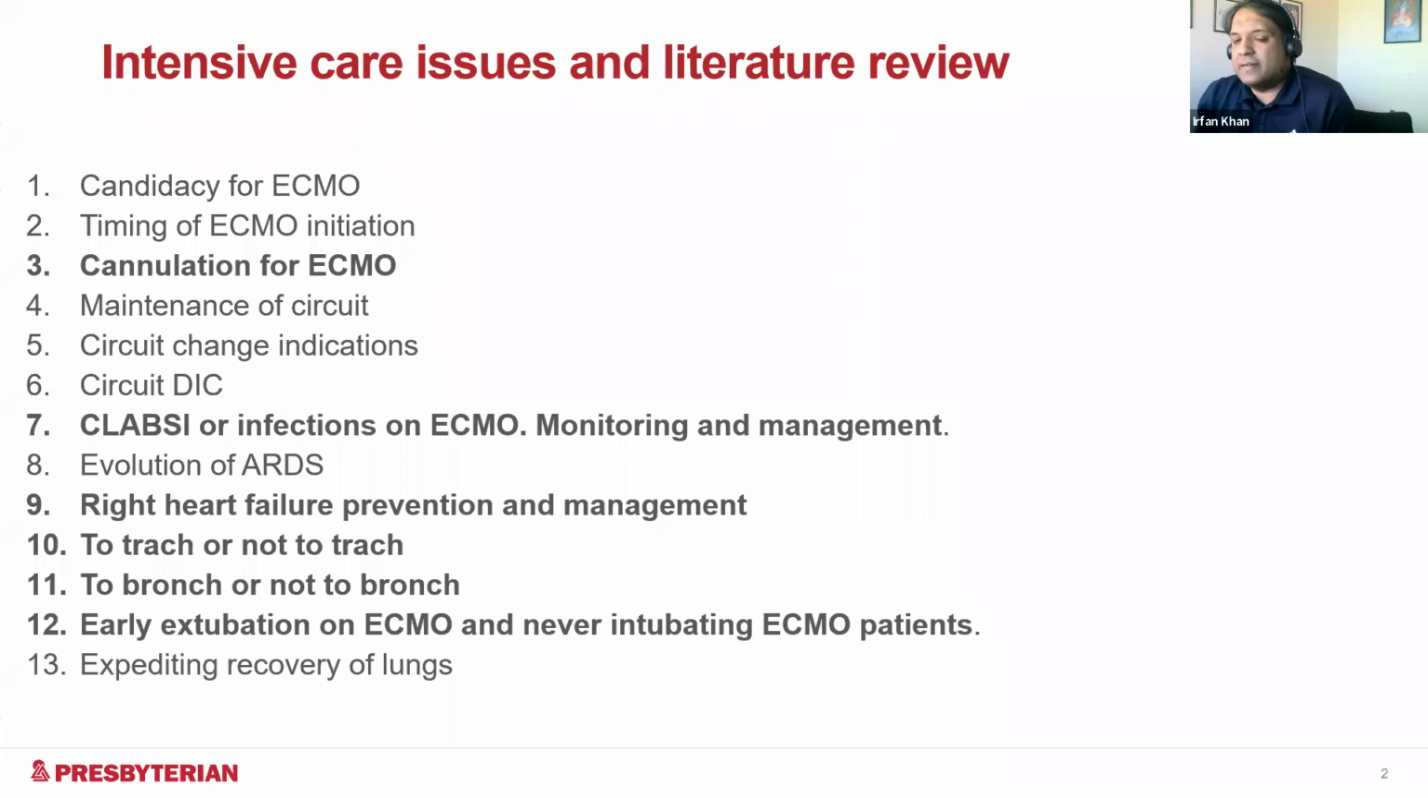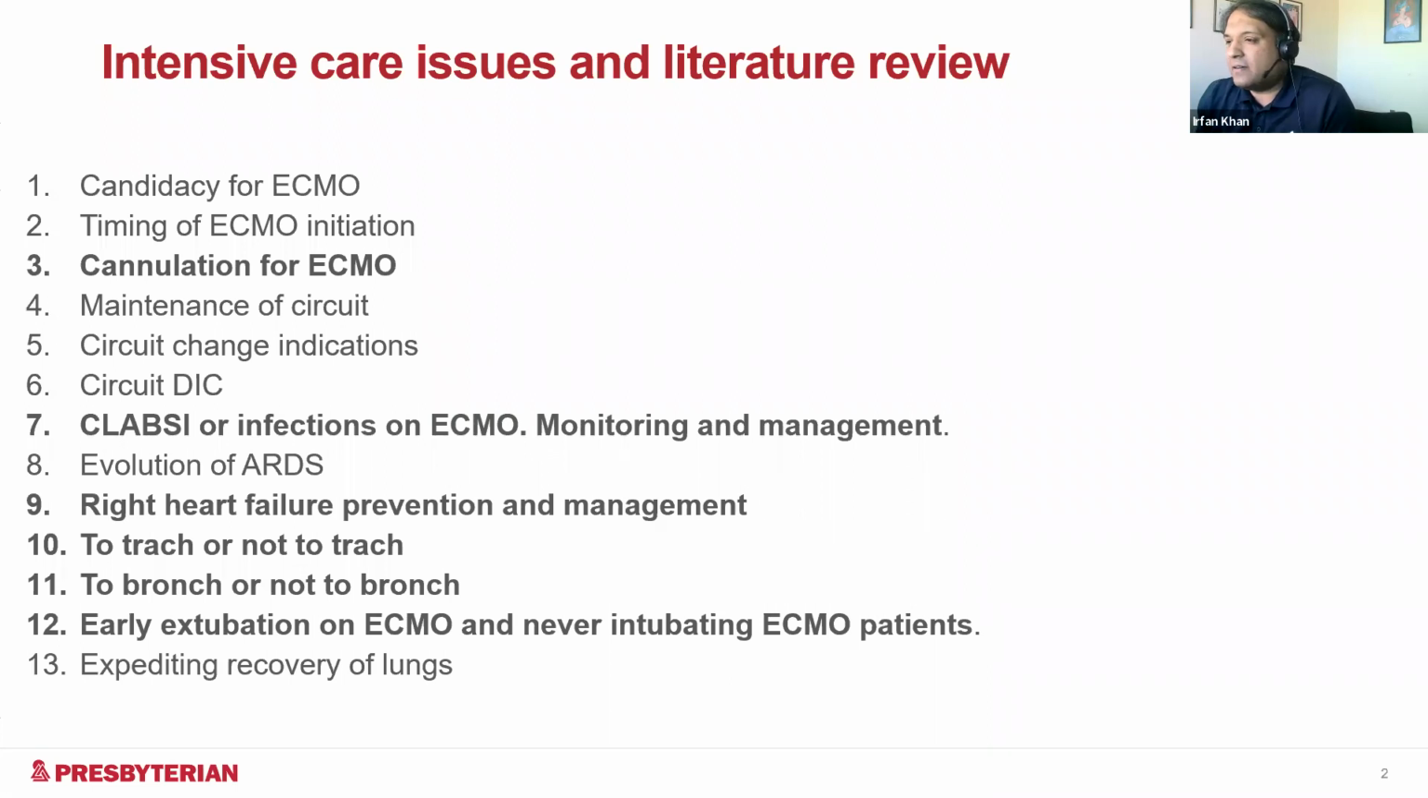Obviously, all of us have had issues with air leaks, basically air entrainment into the circuits, clotting in the circuits, infection, and all that. So we'll talk a little bit more about that. Circuit change indications, it's somewhat clear cut, but depending on the availability of circuits, the availability of disposables, we've had challenges and we've essentially prolonged the use of some of those circuits for a longer period of time.